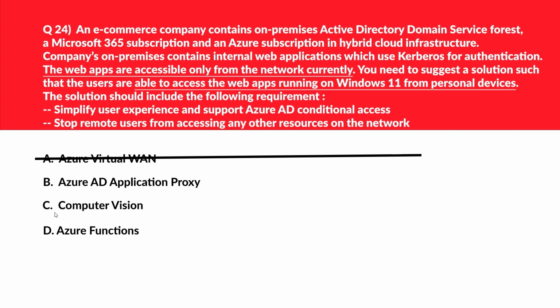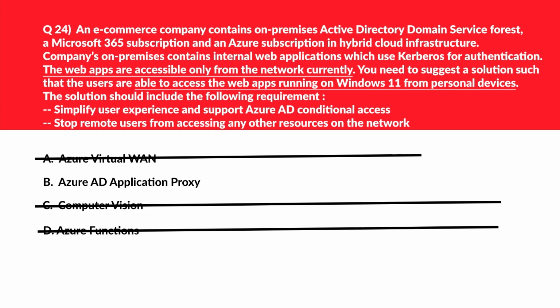Let's look at option C and D together. These look interesting. C says computer vision, D says Azure functions. Computer vision is related to artificial intelligence, and Azure Functions we know is associated with serverless architecture. Both of these are not required as per the question. Therefore, we can eliminate these two as well.